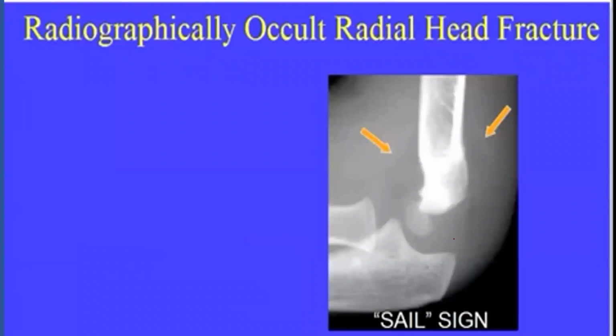Over here in children, one of the descriptions that we like to ask about is the sail sign, where following a fall, there is hematoma. Hematoma will push the fat both anteriorly and posteriorly, and it would appear like a sail. So you have a fall, you have a hematoma, you have fat, which is normally present anteriorly and posteriorly, more so anteriorly, but this fat is pushed anteriorly by the hematoma and posteriorly by the hematoma. And that's why it gives you a sail sign. It becomes more prominent.